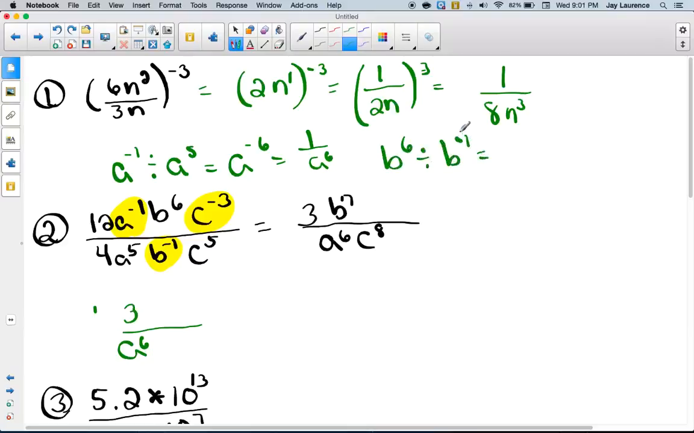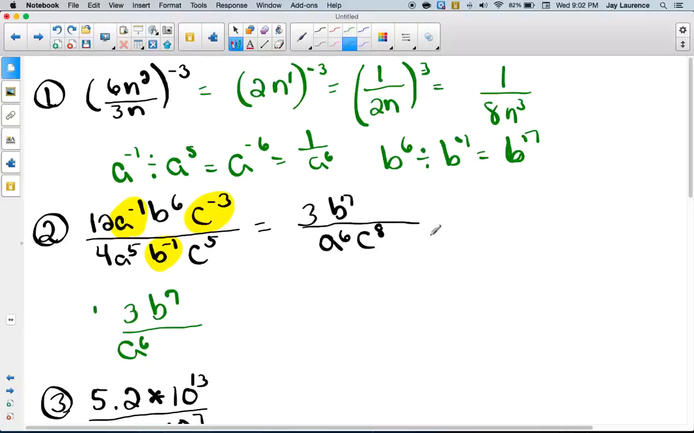If you want to subtract the exponents, you're going to go 6 minus negative 1. Well, minus negative 1 means plus 1, so that's going to be b to the 7th power. And look, it's in the numerator, b to the 7th. And you notice I'm getting the same answer in the green as I was in the black. So it's totally cool to do it this way.